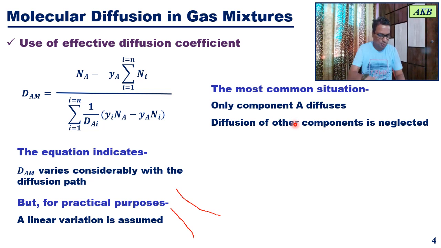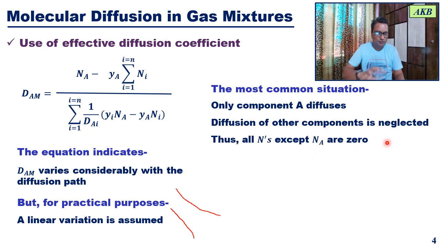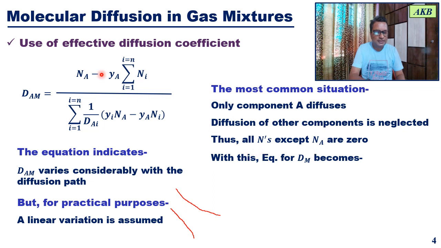This will be the most simple situation. How are you making the situation simple? By saying that other components are not diffusing, or you are neglecting diffusion of other components. We are saying only component A is diffusing. So if this is the case, then in this equation, for n components there will be Na, Nb, Nc, Nd and so on. All of those N's except Na will be 0: Nb will be 0, Nc will be 0, Nd will be 0, and so forth. There will be only one N that has a value, and that is Na. This is possible when only component A is diffusing and all other components are not diffusing.